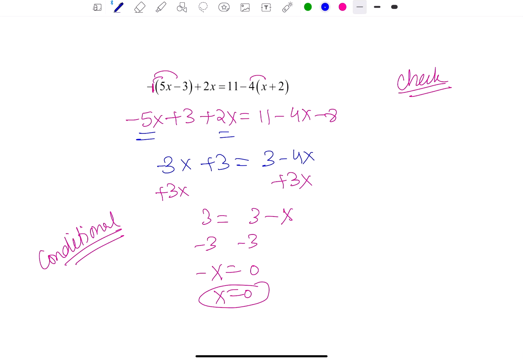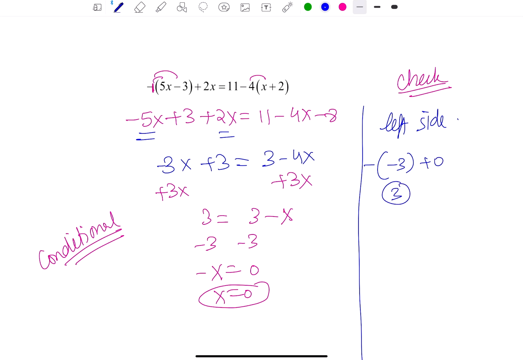Let's go ahead and plug it into the original equation to see if it's true or not. And I'm going to plug x as 0 on the left hand side. So that gives me negative 3 plus 0, which is negative 3. Now go ahead and plug x as 0 on the right hand side. 11 minus 4 times 2, 11 minus 8, which is 3 as well. Both left and right hand side are equal to each other, so that means x equals 0 is the solution in this case. And this is a conditional statement, which is only true if x takes on the value 0.